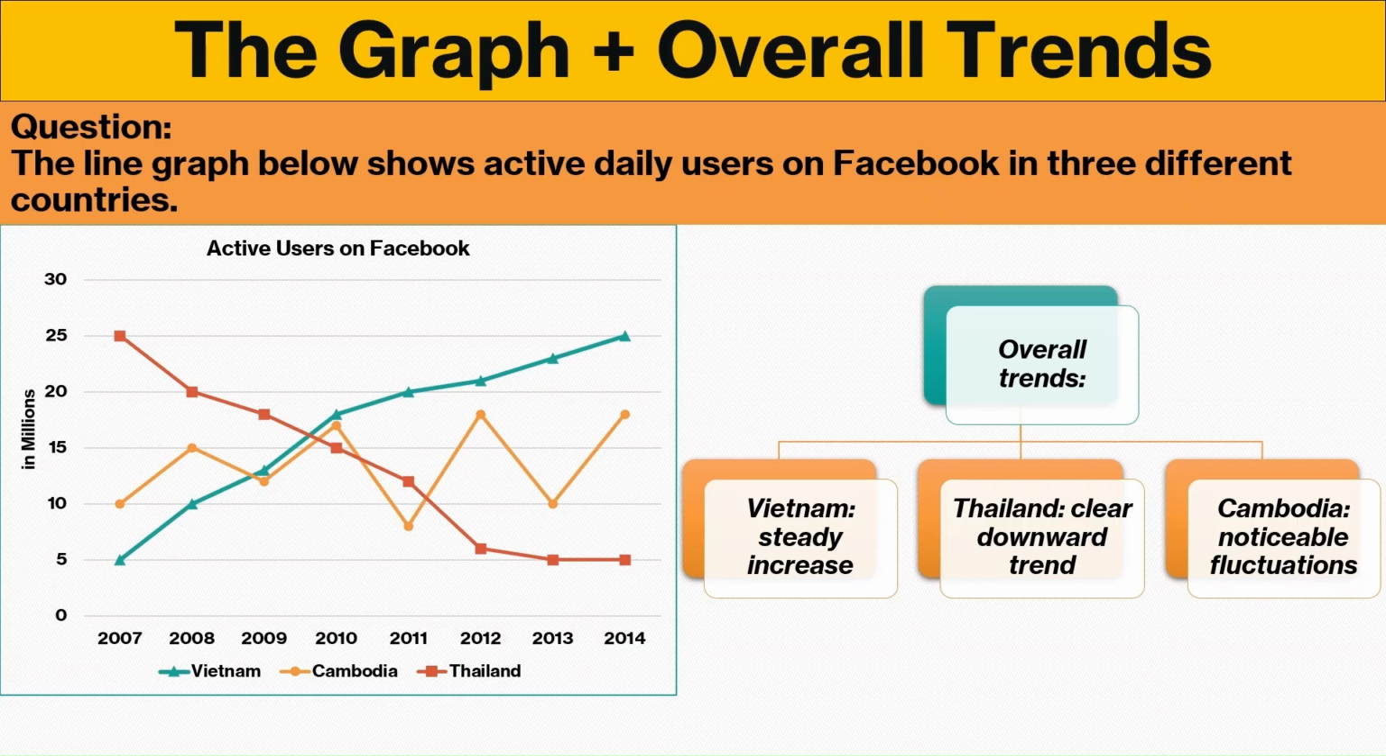Now, we are not going to analyze every number in detail at this stage. Instead, what I'm going to do next is to show you a complete model description of this graph. Then, we'll break it down and identify how grammar and vocabulary variety are used to avoid repetition. So first, let's look at the full description.